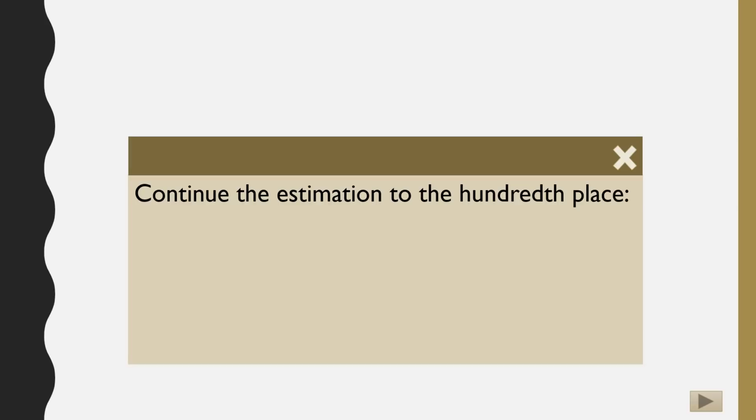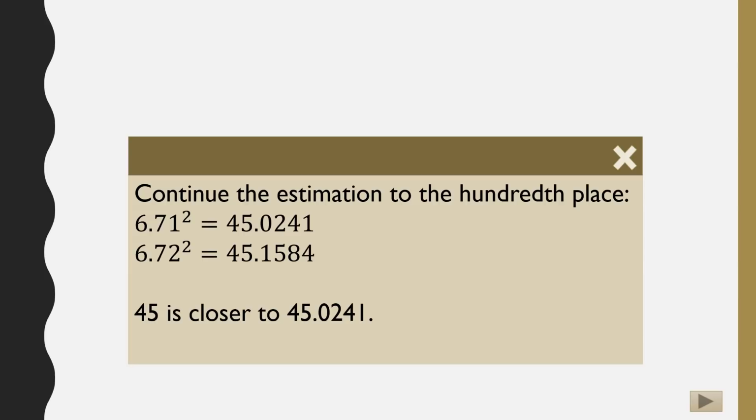So for our solution, continue the estimation to the hundredth place. 6.71 squared is equal to 45.0241. 6.72 squared is equal to 45.1584. 45 is closer to 45.0241. So, since ang square root of 45 ay mas malapit sa 45.0241 kesa doon sa value ng 6.72 squared, so therefore, by estimation, square root of 45 is equal to 6.71 kapag ang square root of 45 ay kinonvert natin sa nearest hundredths.